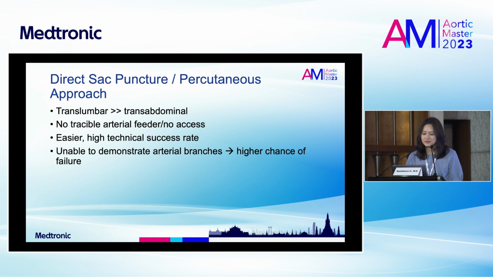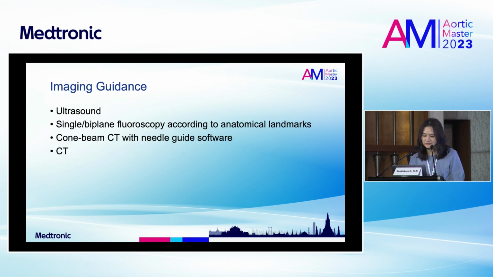Another technique is the direct sac puncture. Mostly we use the back, translumbar approach more than transabdominal. We use it in the case that we cannot trace the arterial feeders from the major arteries or there's no access. It's easier because you get directly to the endoleak sac itself, but if you get to the sac and during injection you cannot identify the arterial branches, that means if you embolize, it will not get to the arterial feeders or the outflow arteries. So it suggests a higher chance of failure.